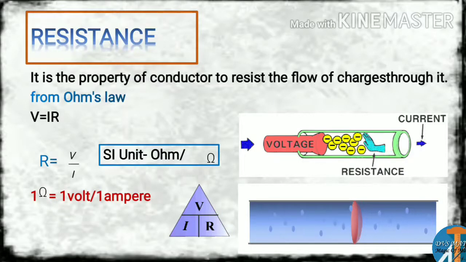And remember, what is the definition of 1 ohm? 1 ohm is equal to 1 volt by 1 ampere. The SI unit of resistance is ohm. That is nothing but resisting or stopping the flow of charges, and that property we call resistance.